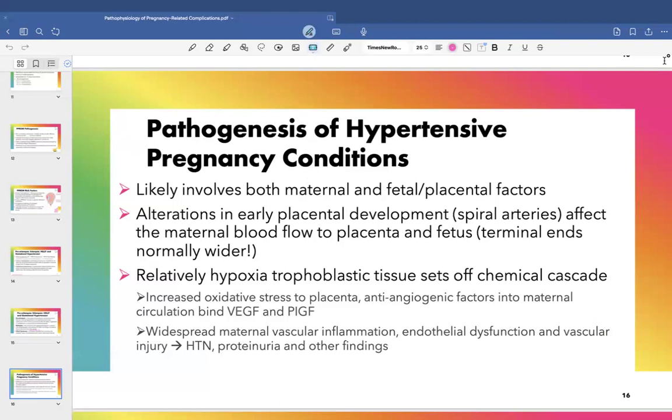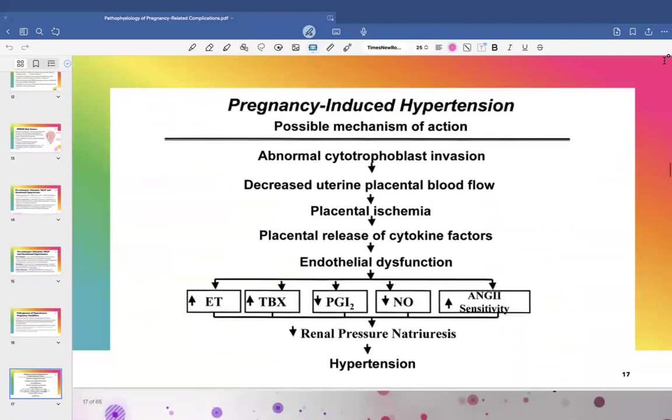So you start with this abnormal trophoblastic tissue. So you have these abnormal ends of your spiral arteries that are more narrow, which is going to decrease your placental blood flow, leading to placental ischemia. And then when you have ischemia, it's going to trigger that whole ischemic cascade with the release of inflammatory cytokines, etc. Then with your endothelial dysfunction, you're going to have a decrease in your dilating factors, increase in your constricting factors, increased sensitivity to your angiotensin II, and that's going to decrease how much natriuresis goes on because you're going to hold on to sodium, and all of that's going to lead to hypertension.